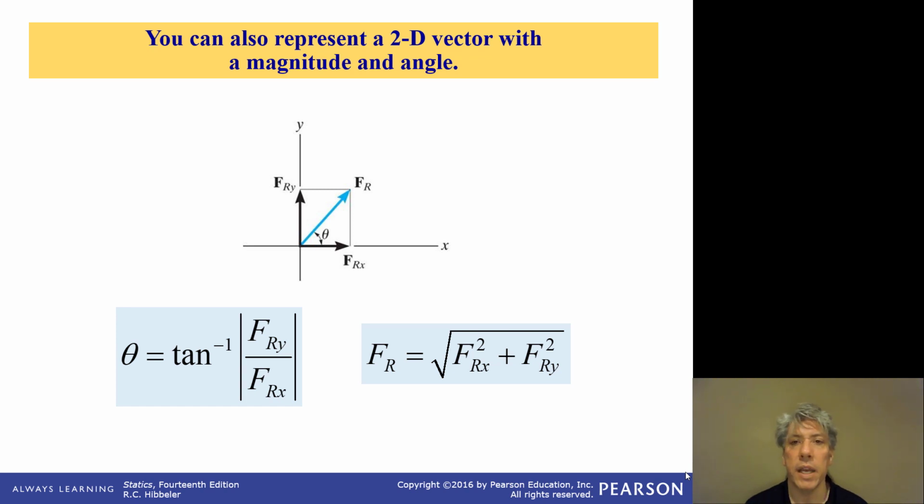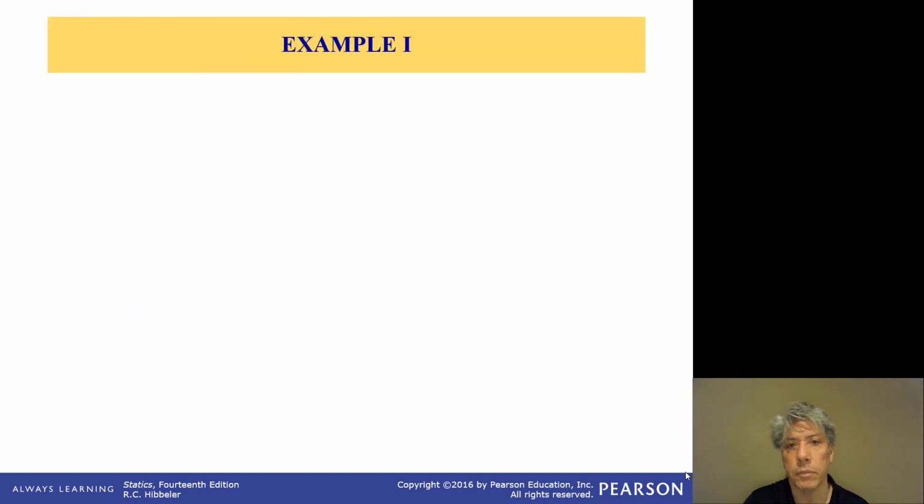And we could simply find the angle theta by taking the inverse tangent of Fry over Frx, just like you'd find the angle of a triangle by taking the inverse tangent of the vertical height of the triangle over the base length of the triangle, assuming it's a right triangle, of course. And then the magnitude of Fr, the resultant, is simply the square root of the sum of the squares. It's just Pythagorean's theorem to find the magnitude of the hypotenuse, the resultant of these two horizontal and vertical components.